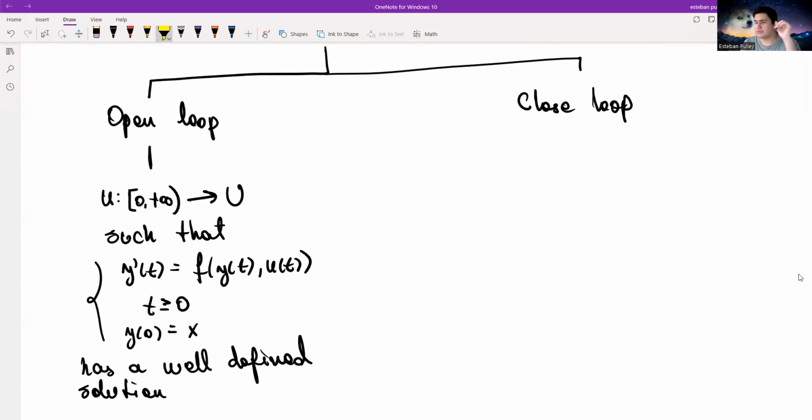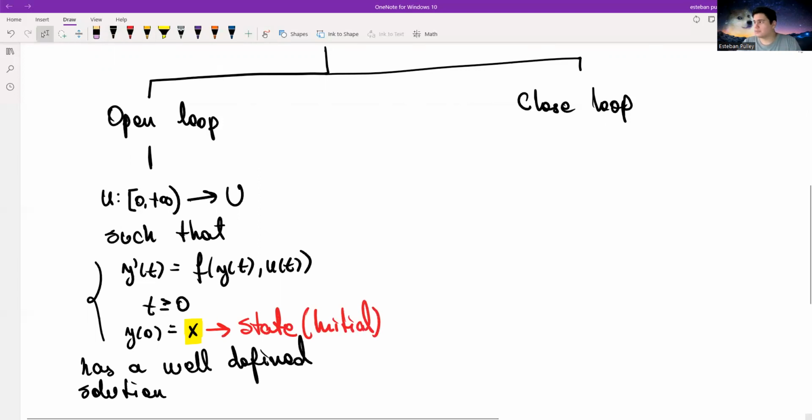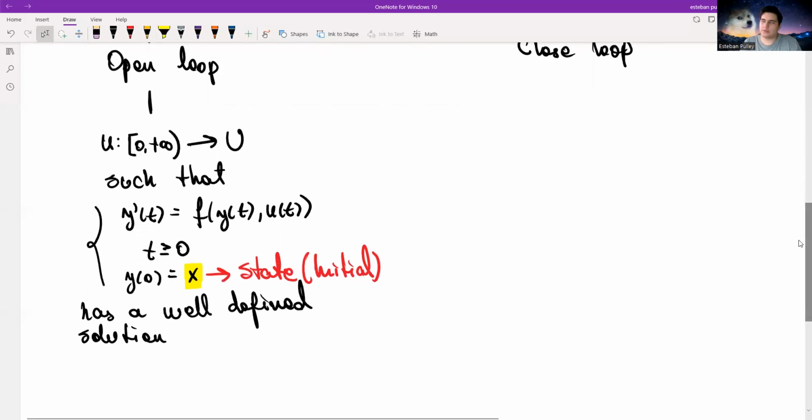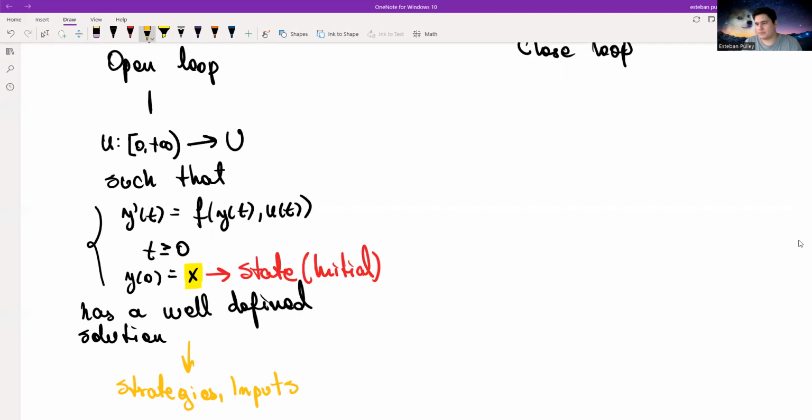We have to consider that this x, the initial condition, we are going to call a state. In this case it is an initial state. Controls called open loop are also called strategies or inputs. Well, and we have that for open loop.